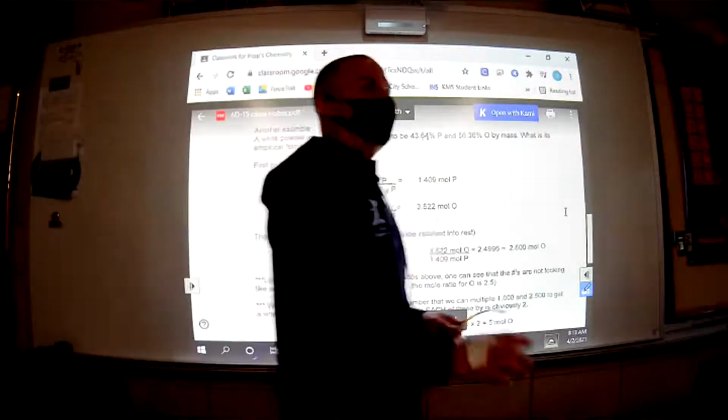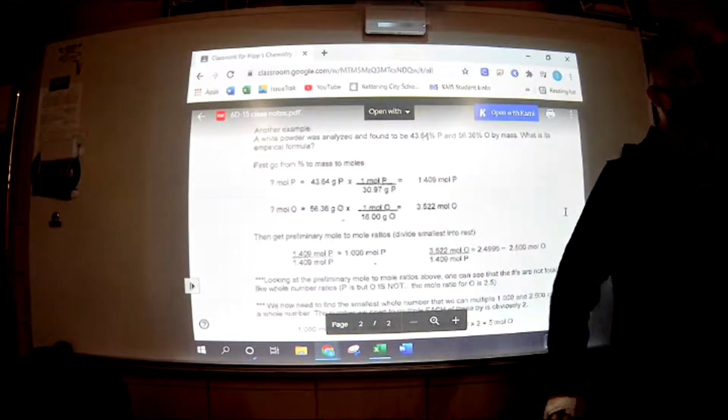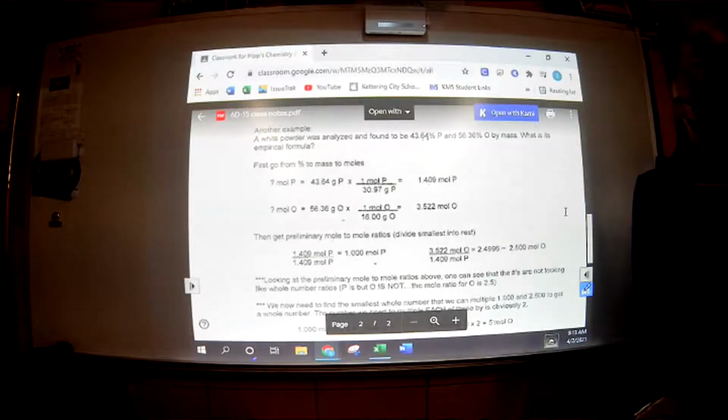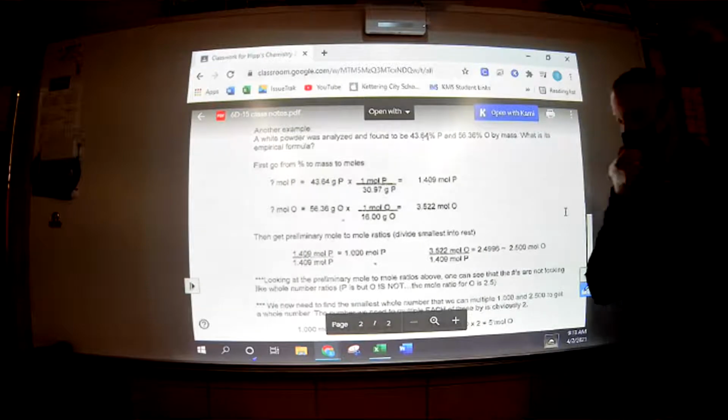Very often the numbers are not near a whole number. Did you see how the one we just did, they were all very close to a whole number? Very close meant like 3.9 is close to 4. Sometimes that's not going to happen.